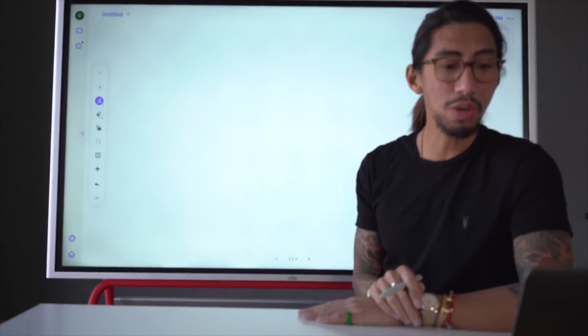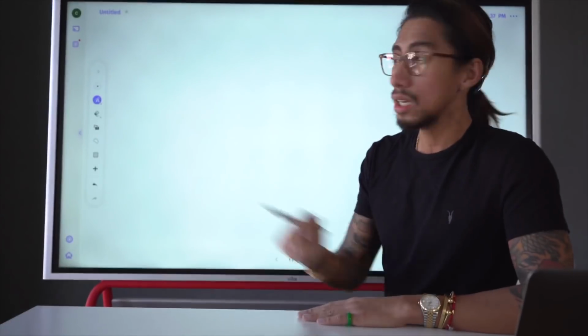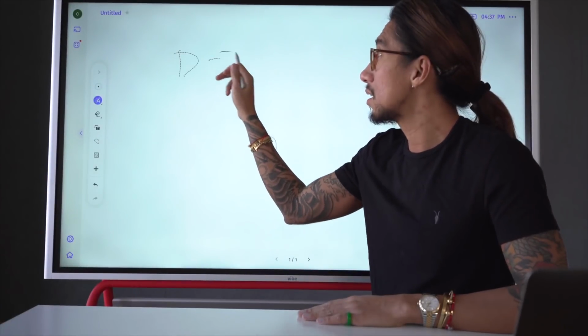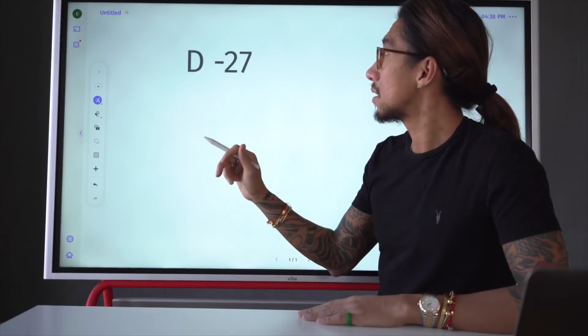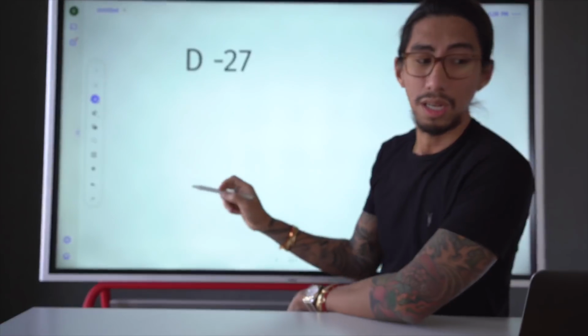Next, we have the strength, weaknesses, and inherent nature. It's called the D27. The D27 is called Nakshatramsa.